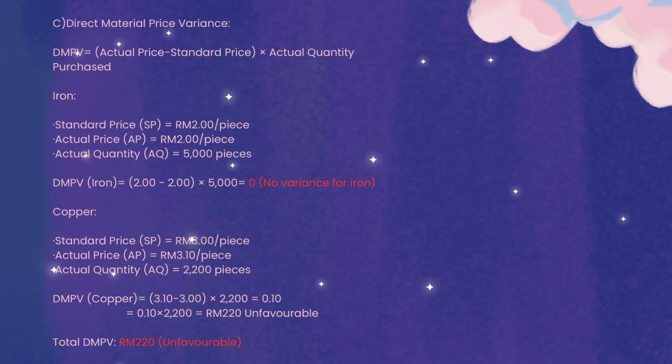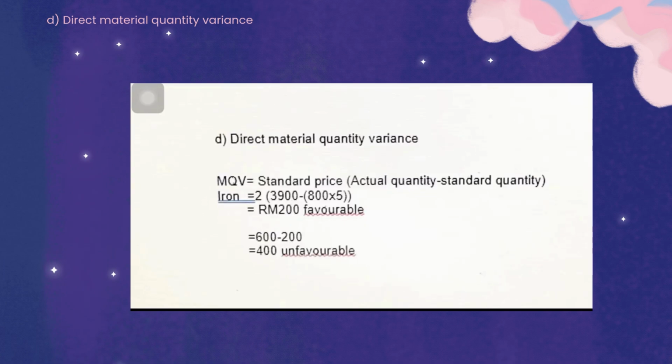So we move to the copper. The standard price is RM8, the actual price is RM3.10, and the actual quantity is 2,200 pieces. The final result is RM220 unfavorable.